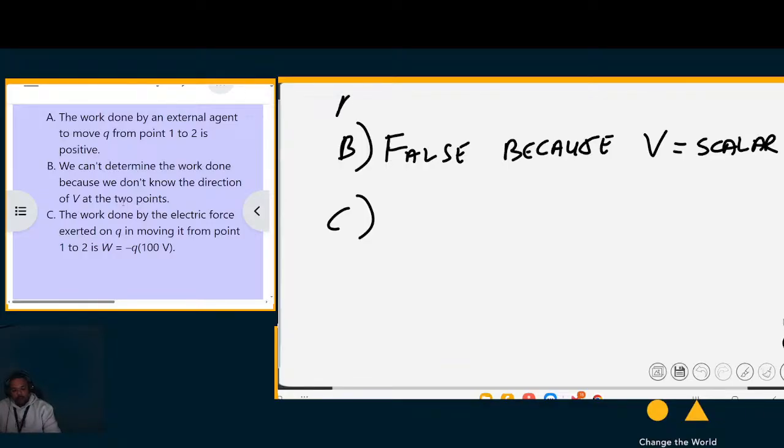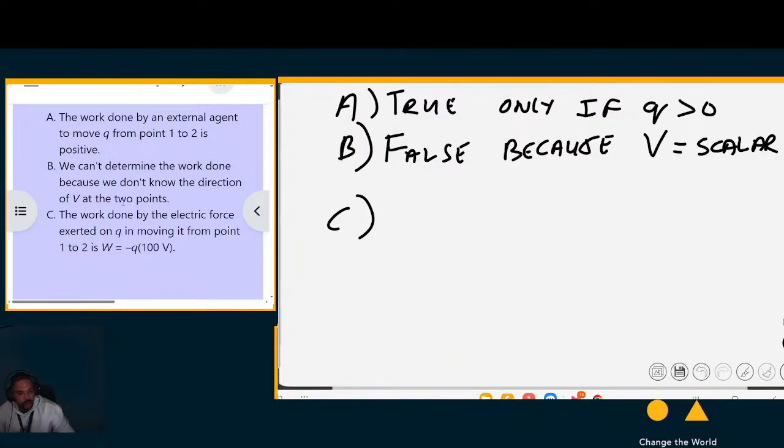The first one, A, is true only if Q is bigger than 0. It is only true if Q is bigger than 0. B is false. C is the work done by the electric force exerted on Q in moving it from point 1 to 2 is negative Q 100 V.